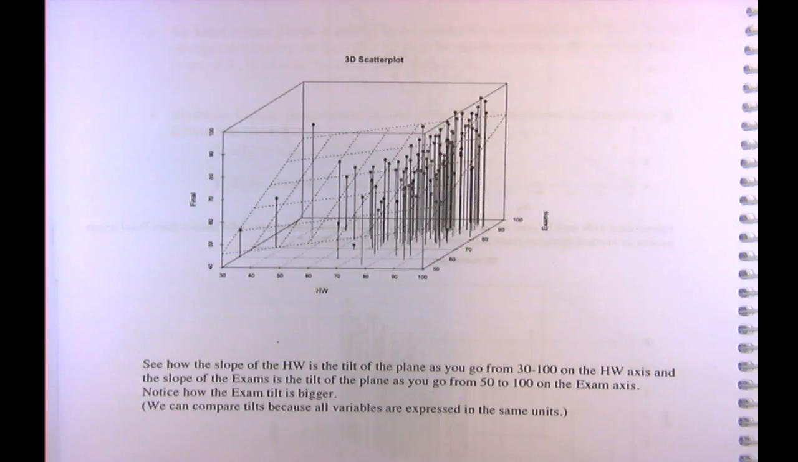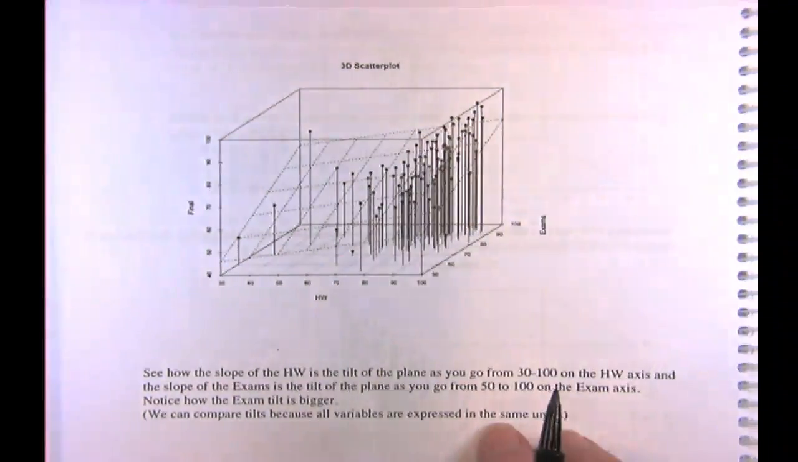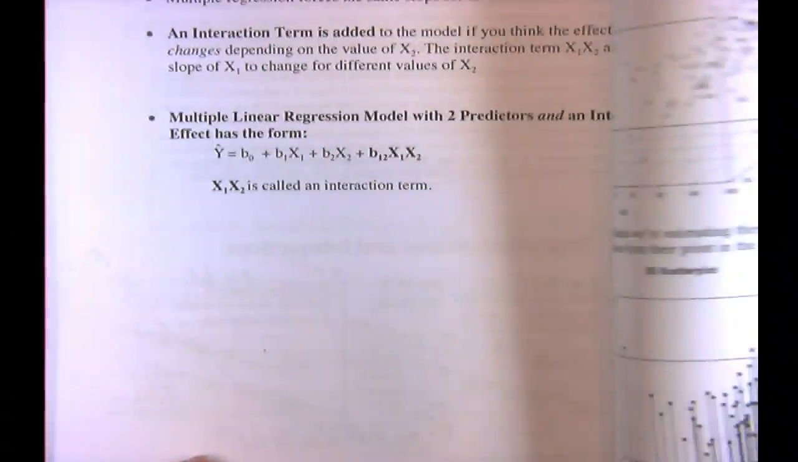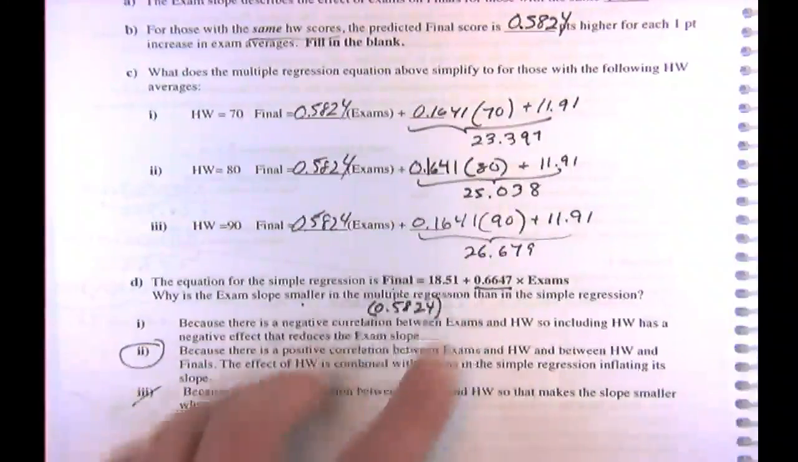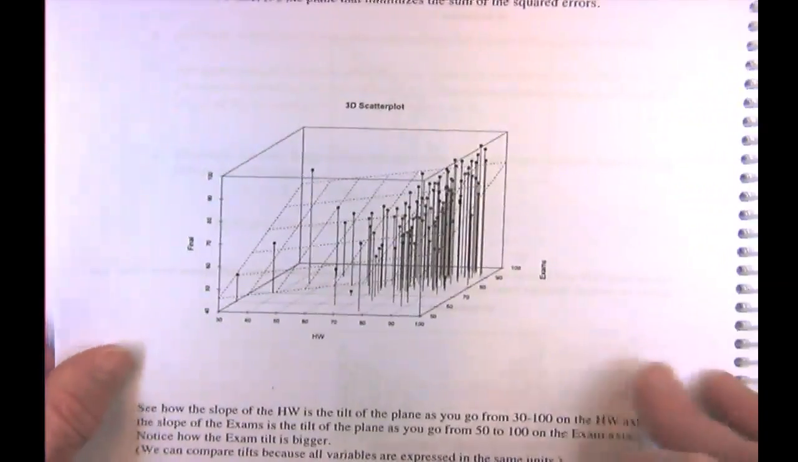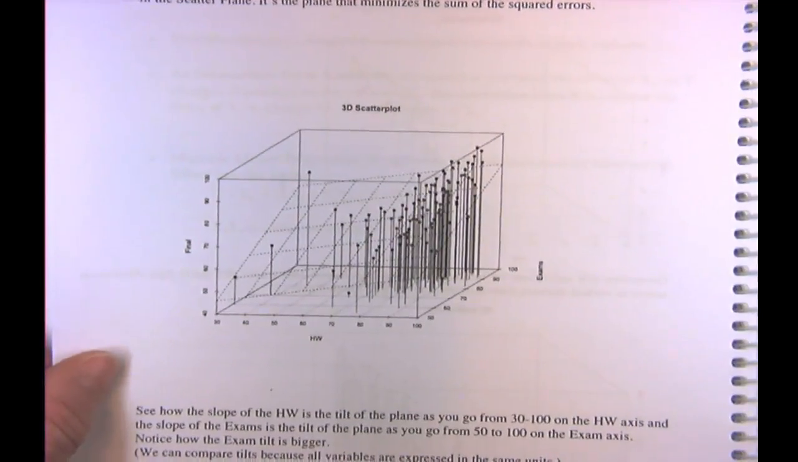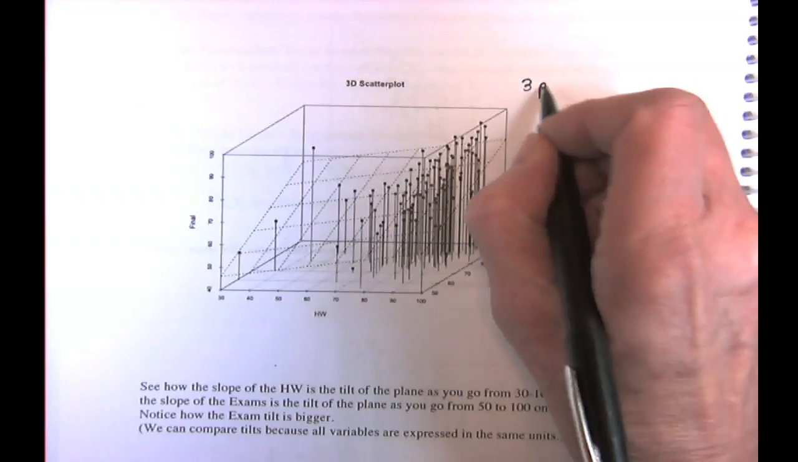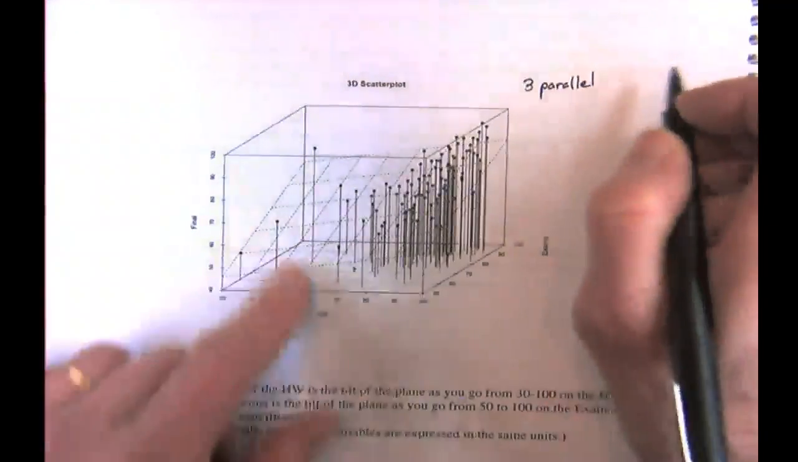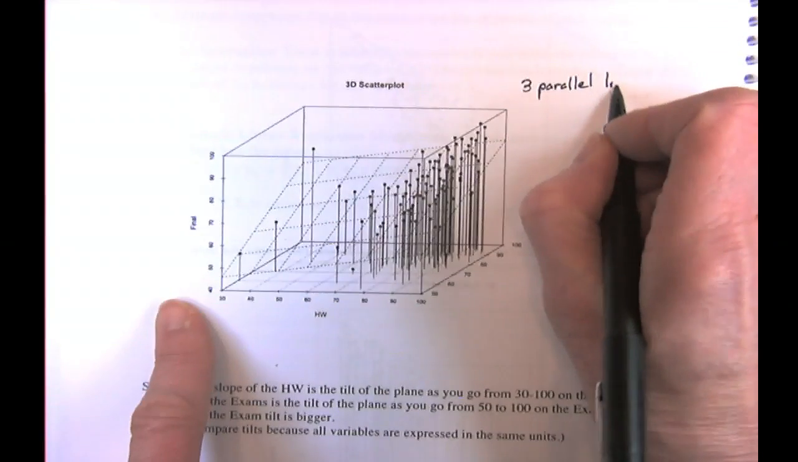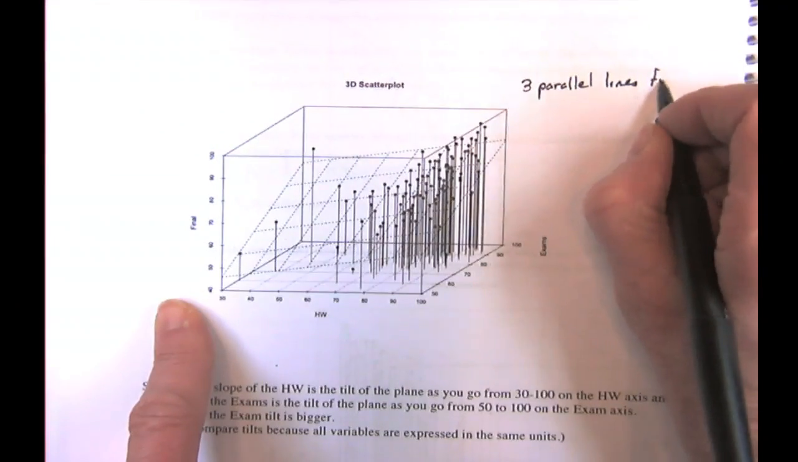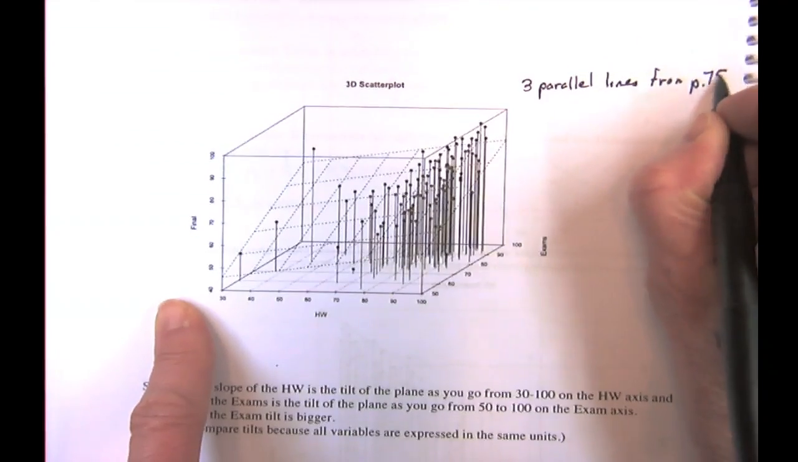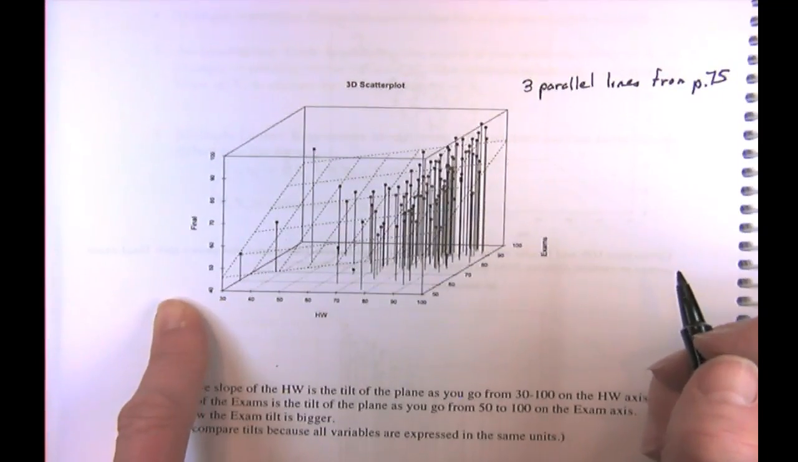All right. Now, if we want to actually look at those three lines that we just did, we can. These three lines on page 75. So we can draw them on the plane. I hope it won't confuse you more. Let's start with the three parallel lines, the parallel slopes from page 75. That's the first ones we did. Now, let's see if we can find them.